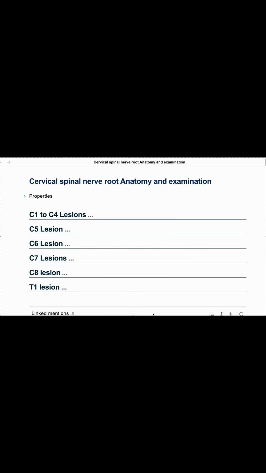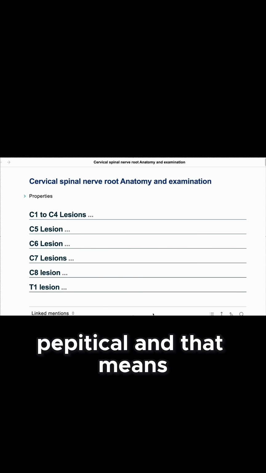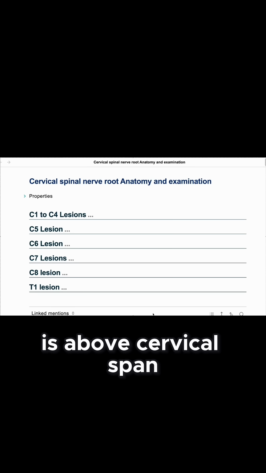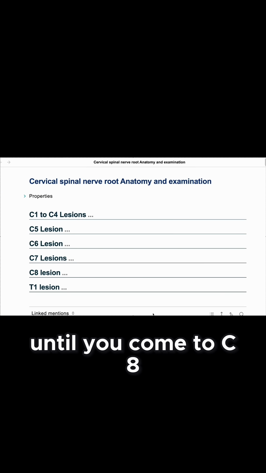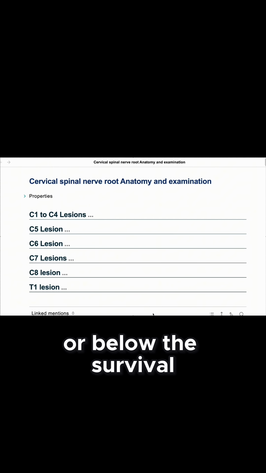So usually the cervical spine root is above its named pedicle, and that means the cervical spine nerve root number 1 is above cervical spine vertebra number 1. And you will keep counting until you come to C8, which will be above T1 or below the cervical vertebra number 7.